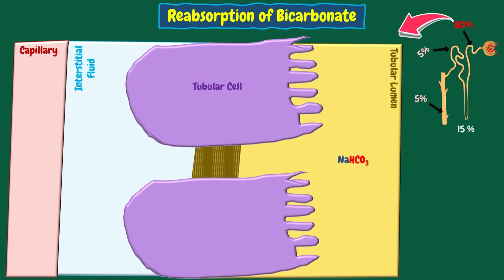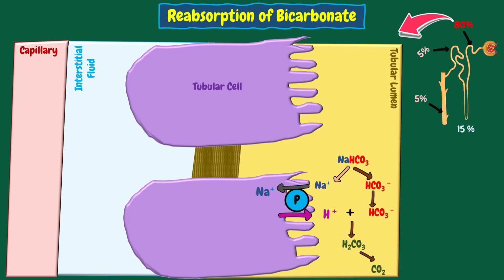Bicarbonate is mostly present as sodium bicarbonate in the filtrate. Sodium bicarbonate dissociates into sodium and bicarbonate ions in the tubular lumen. Sodium diffuses into the tubular cell in exchange for hydrogen through the sodium-hydrogen antiport pump. Bicarbonate combines with hydrogen to form carbonic acid. Carbonic acid dissociates into carbon dioxide and water in the presence of carbonic anhydrase. Carbon dioxide and water enter the tubular cell.